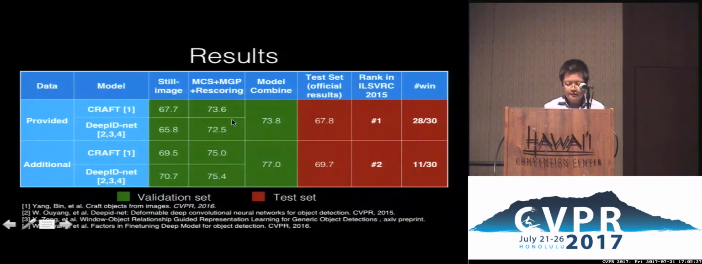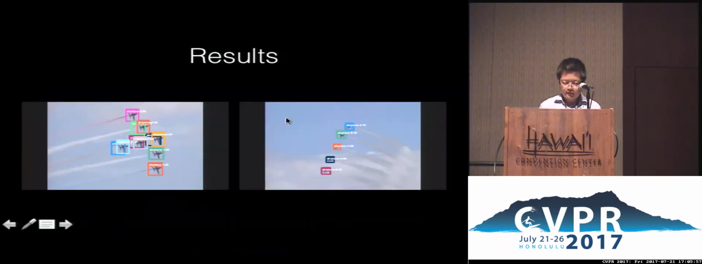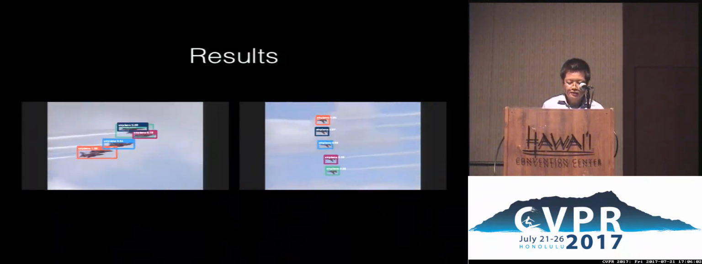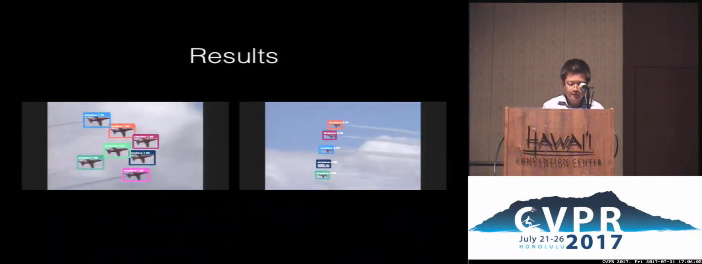And these are the summaries of the quantitative results, the CRAFT and the DeepID-Net. These are the still image detectors, and these are the results. And then we add the temporal information, context information, and the tubelet generation. We got this, and finally do the model combination. And now you can see the final result generated from this framework. Right? So this is quite stable, and a lot of false alarms get reduced.